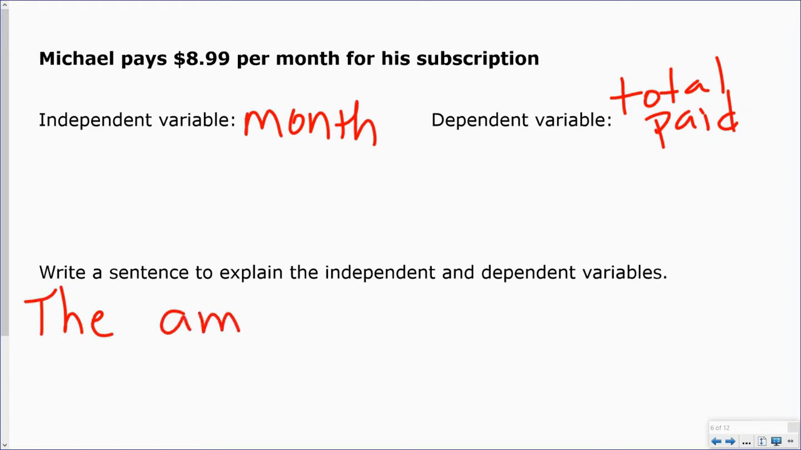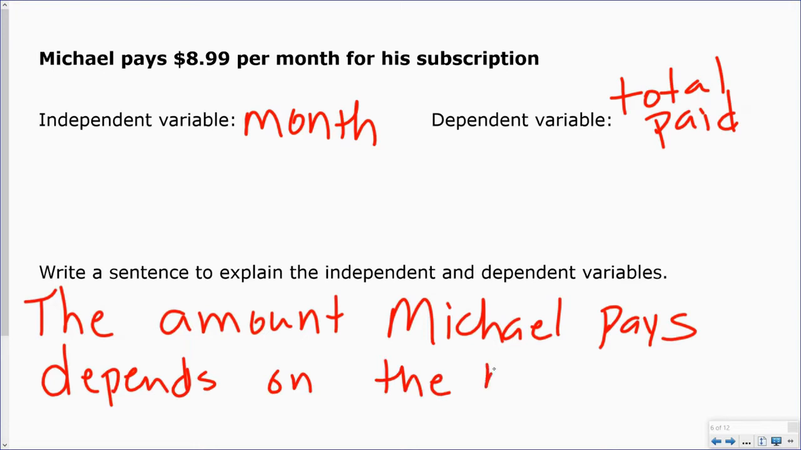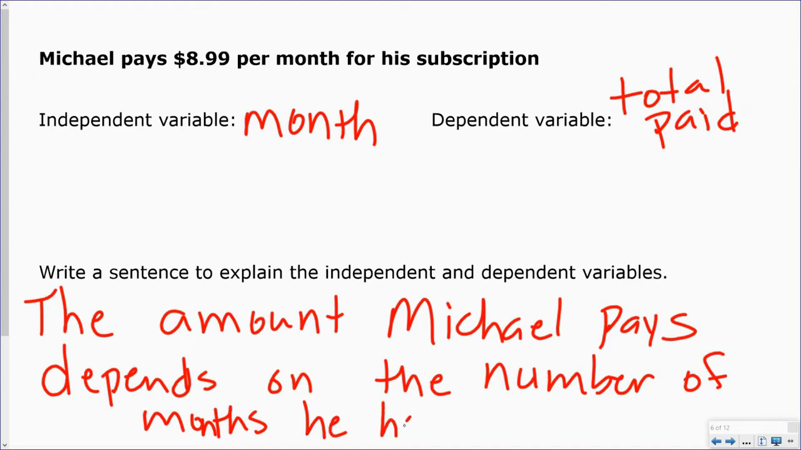The amount Michael pays depends on the number of months he has his subscription.